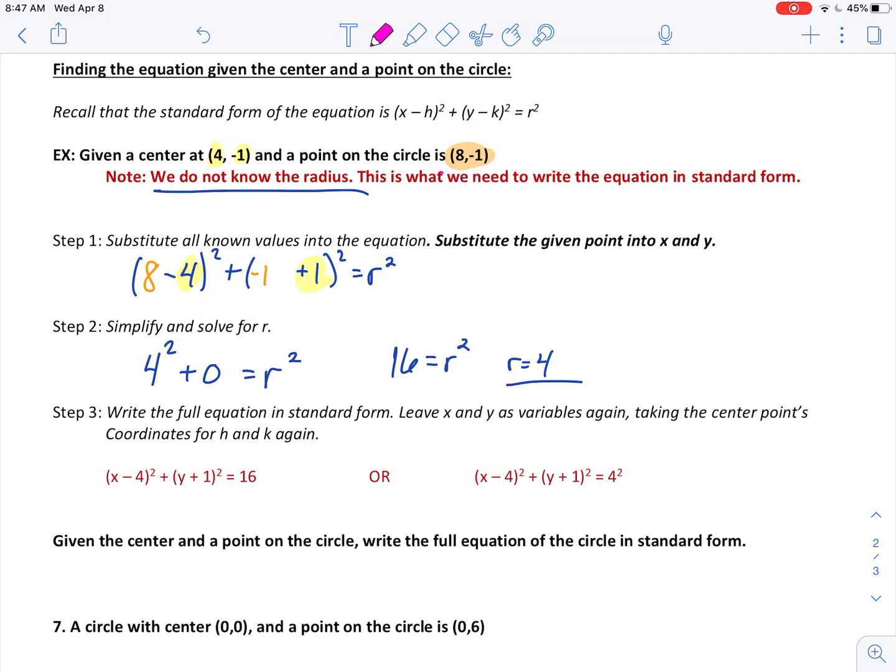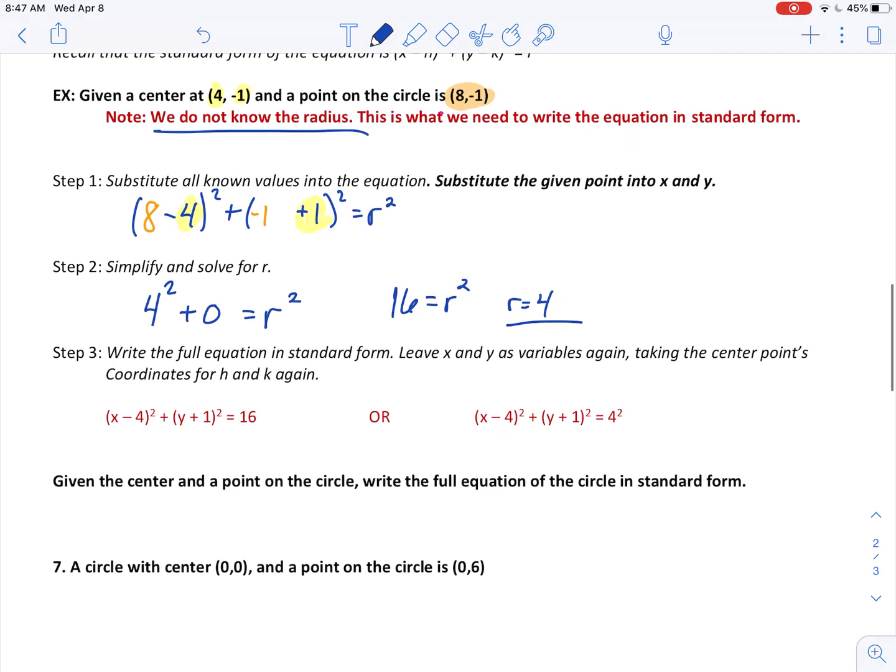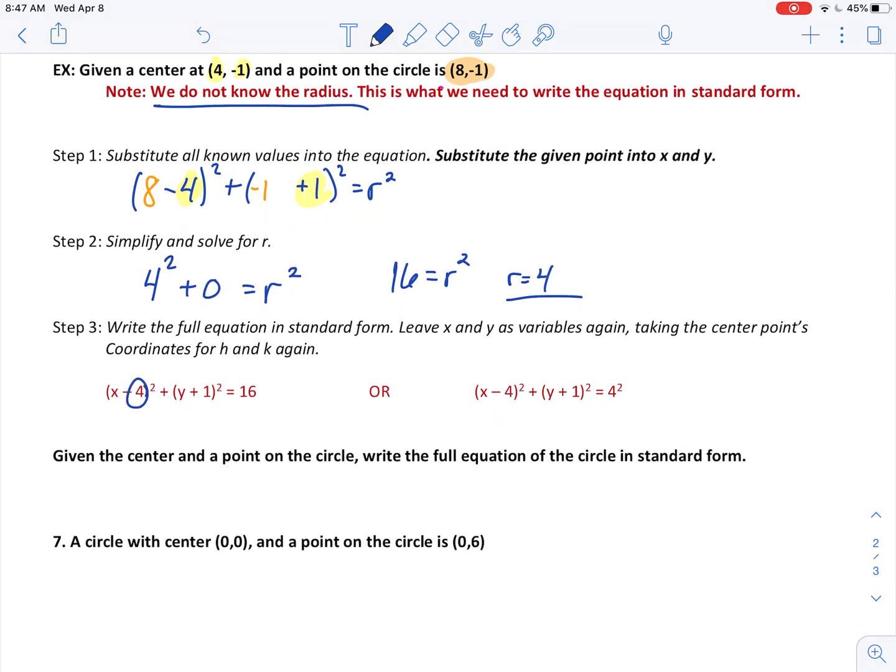And now that we know r, we can write our equation. So we're only using, let me make this pink, we're only using our point on the circle in step 1. Once you use that to solve for r, never use that again. So then we'll substitute in the center points, those coordinates, and we will substitute in the radius length that we now know, r squared, to write our new equation.